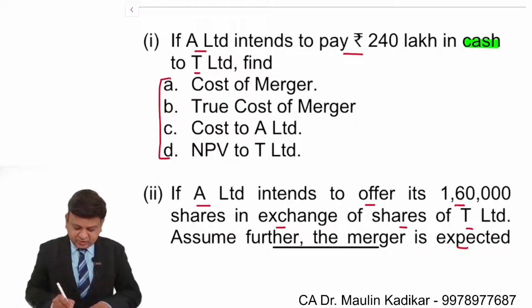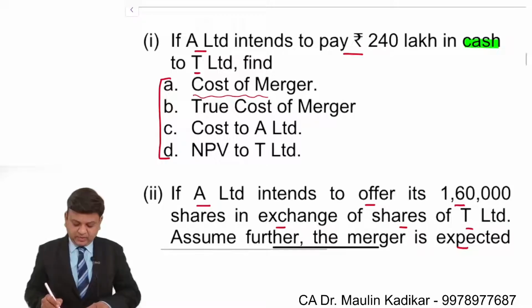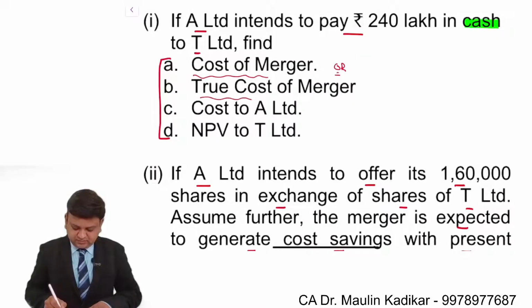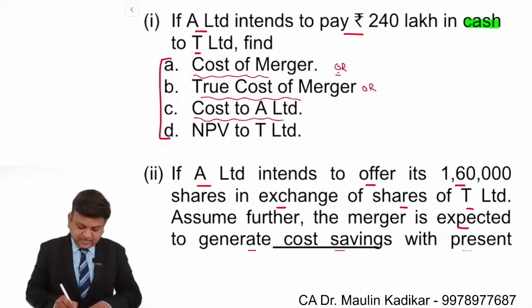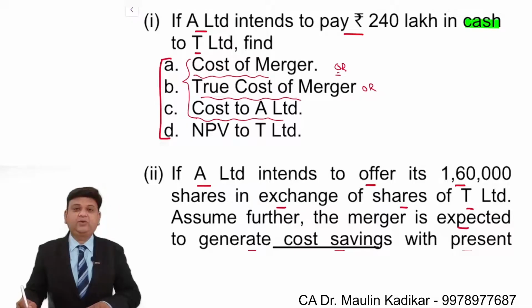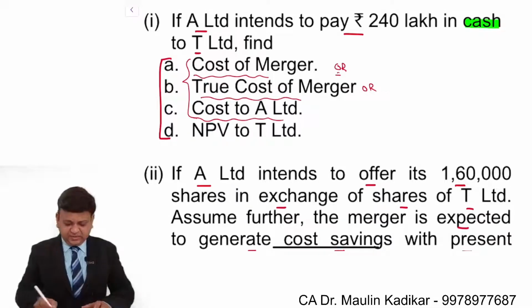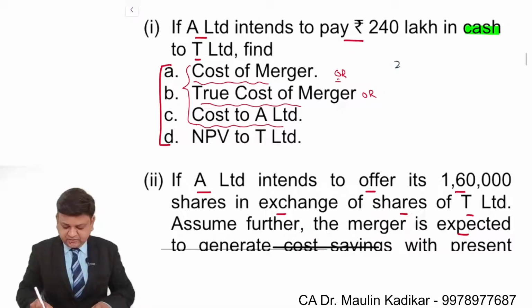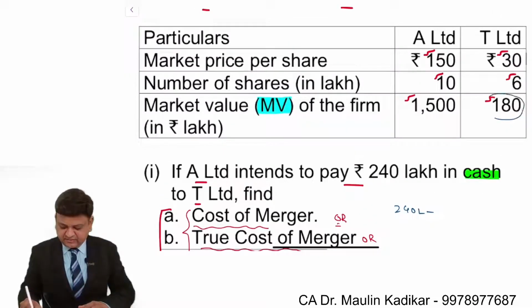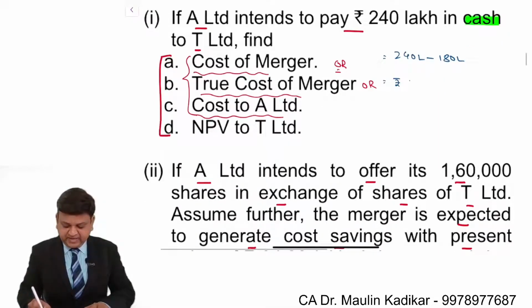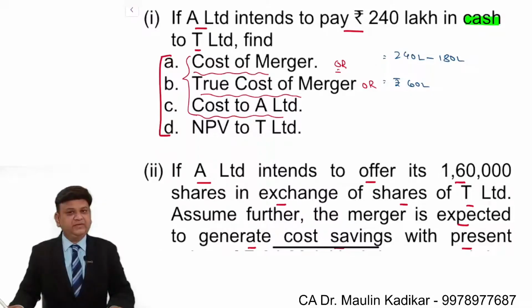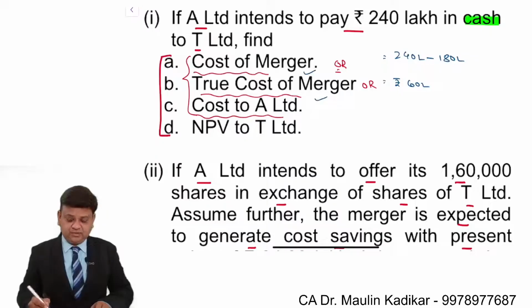Dear students, we are required to make the calculation of cost of merger, or we can say we are required to find true cost of merger, or cost to A limited. I am writing all because these 3 questions are one and the same. And the answer is required to be found like this. You are paying an amount of rupees 240 lakhs against the market value of the target company 180 lakhs. So what is the excess consideration that you pay? You pay excess consideration of 60 lakhs. Whatever this excess consideration that you pay is considered to be the cost of merger or true cost of merger or cost to A limited.